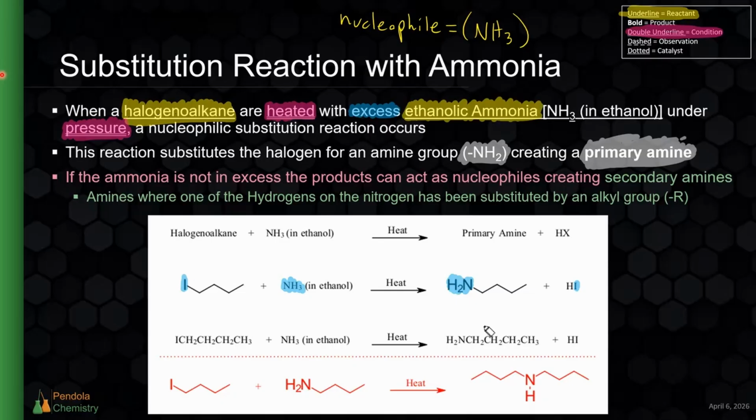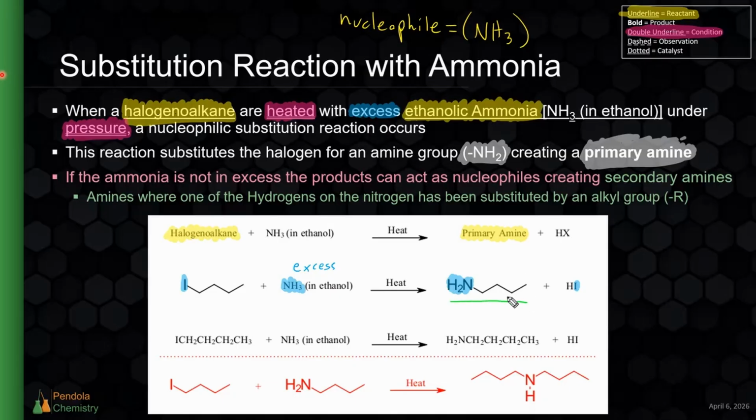So we need to make sure that this ammonia is in excess. In order for us to go from that halogenoalkane to a primary amine, we need to have an excess of ammonia. Why? If we don't, what can happen is that our products will be involved in a reaction.